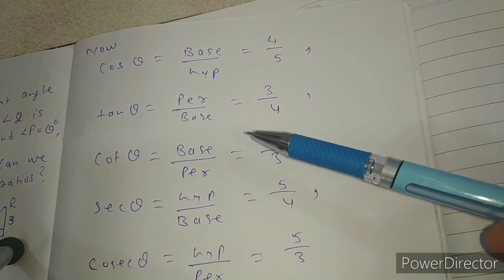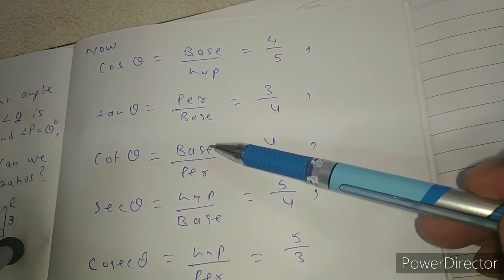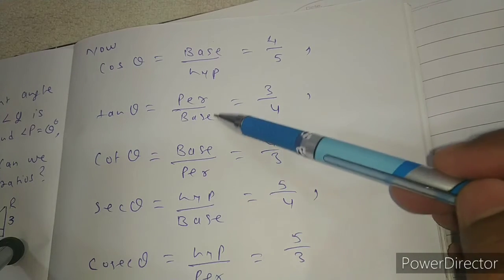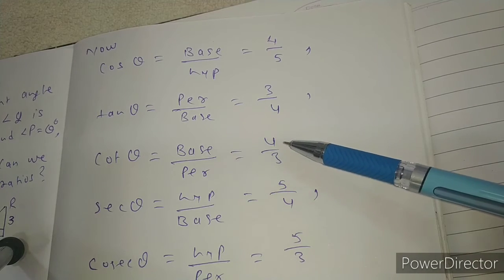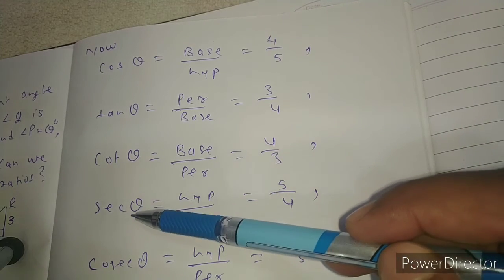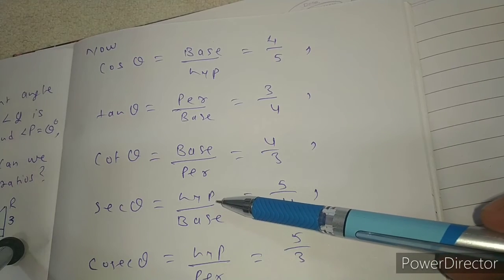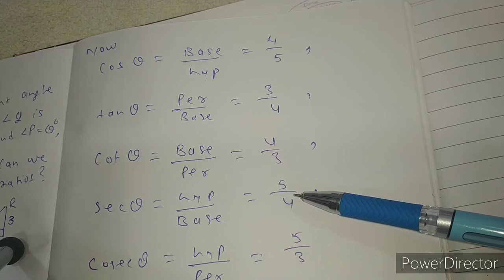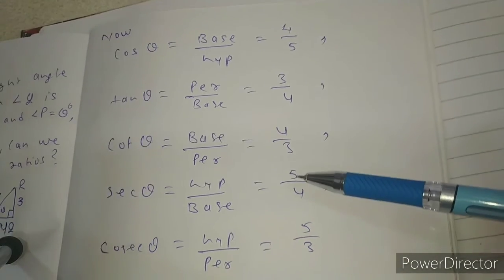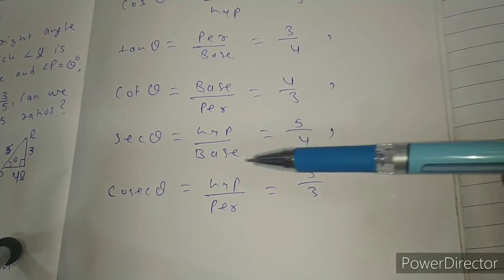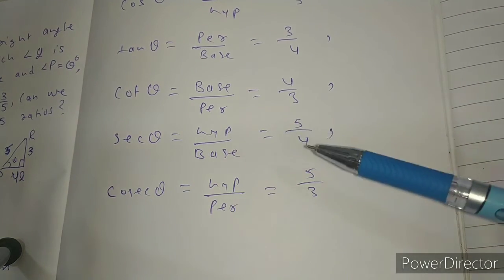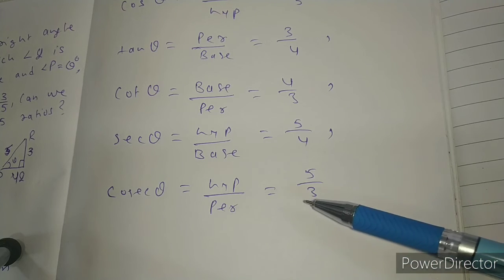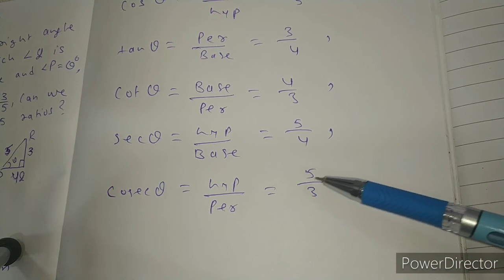Cot theta is equal to base upon perpendicular, just the inverse or reciprocal of tan theta, so 4/3. Sec theta is 1 upon cos theta, which means hypotenuse upon base, which is 5/4. And cosec theta is 1 upon sin theta, which means hypotenuse upon perpendicular, which is 5/3.